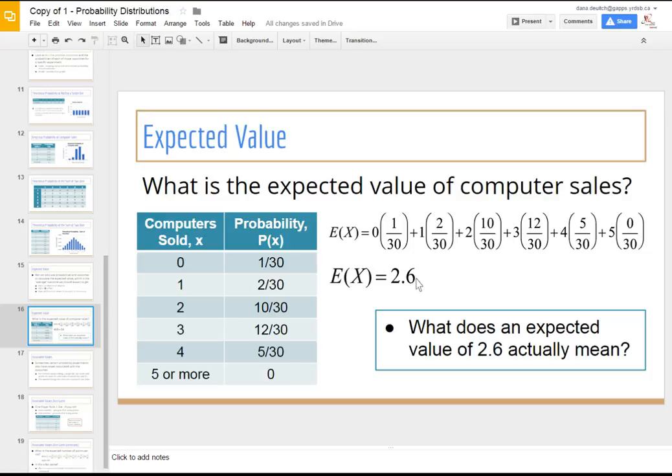So what does that 2.6 actually mean? 2.6 is the expected value of computer sales. So it means that on any given day, I should expect to sell approximately 2.6 computers. Obviously, I can't sell exactly 2.6 computers. No one's going to walk out with part of a computer. So I'm selling anywhere between 2 and 3 computers, usually per day.